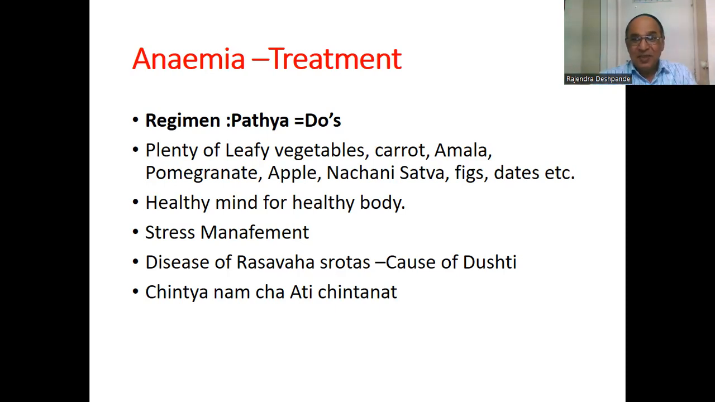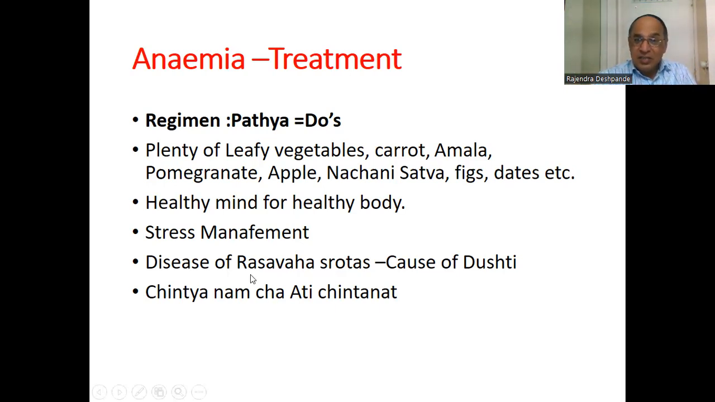Yes, that is very clear. Figs, dates, healthy mind for healthy body. I think this is applicable to each and every disease, am I right? Then stress management. I'm sorry, there are a few printing mistakes. You kindly excuse Dr. Deshpande. Yeah? He is doing all by his own.